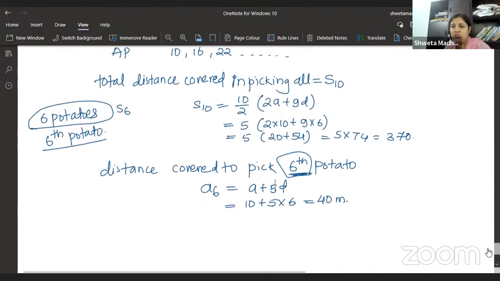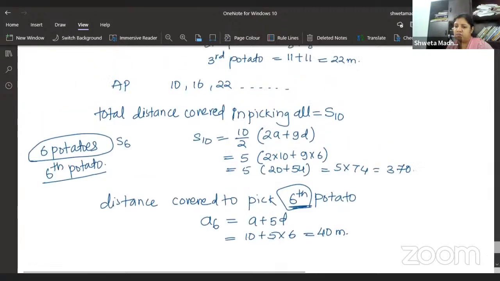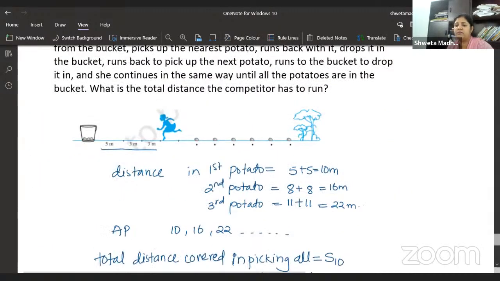Simple, they will not ask you much difficult one, but at least you should have an idea of that. Clear? Is this question clear?